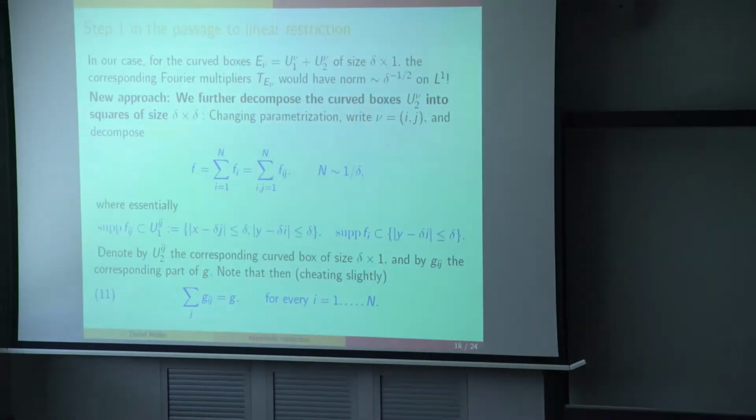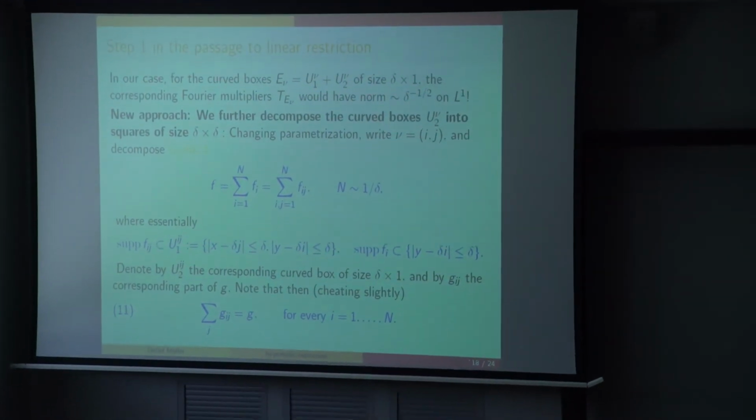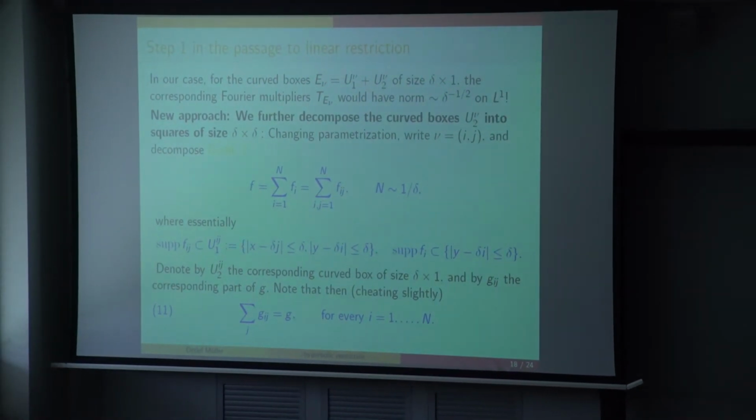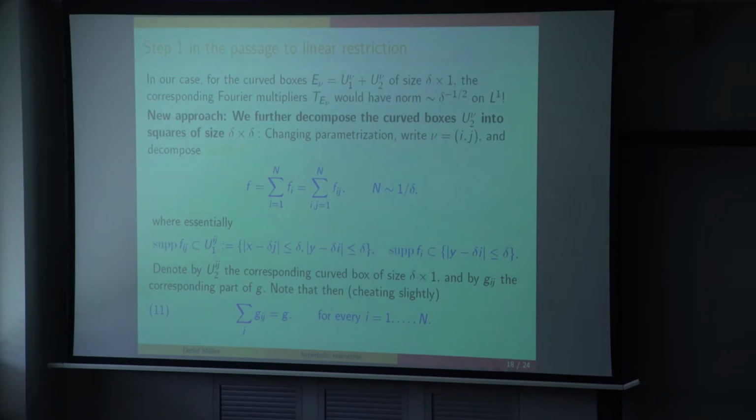Now, in our case, this poses a problem. Because, remember, one of these boxes is a curved box of dimension delta times 1. And if you take a Fourier multiplier which is associated to such a curved domain, it's easy to check that the L1 norm grows like delta to the minus 1/2. That's bad. So that really would destroy everything. So this argument doesn't work.